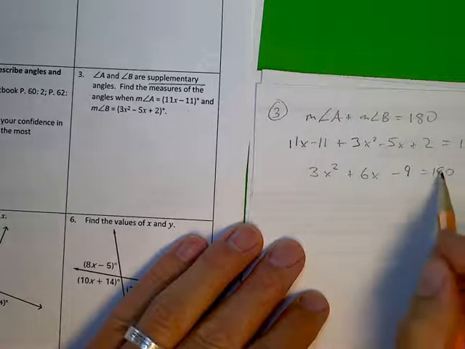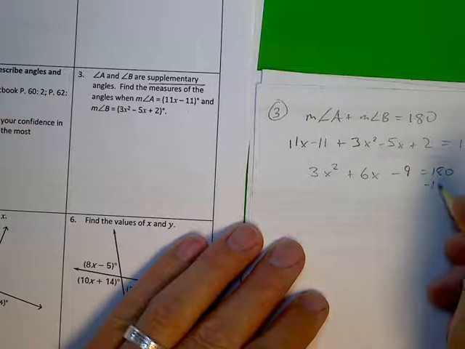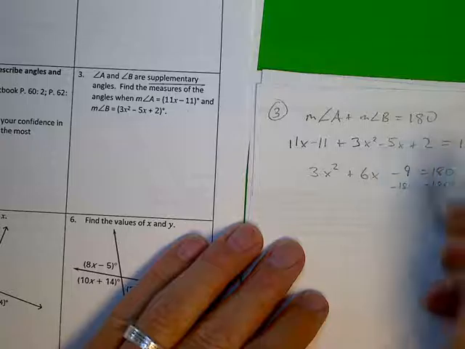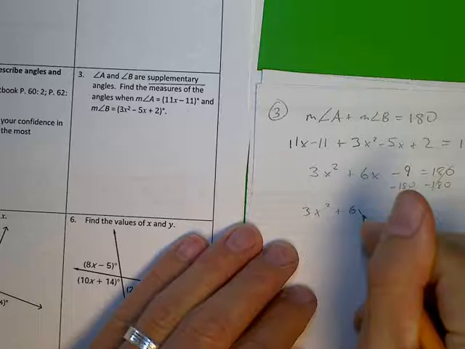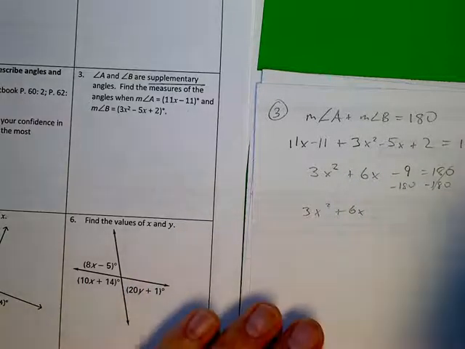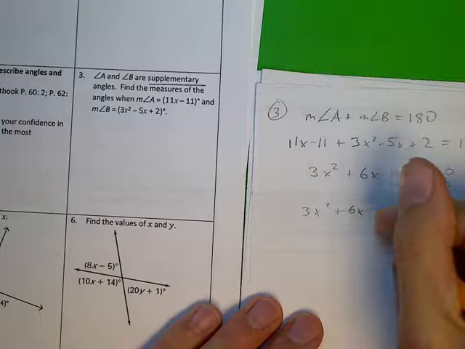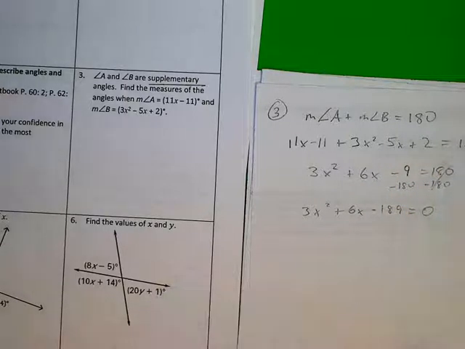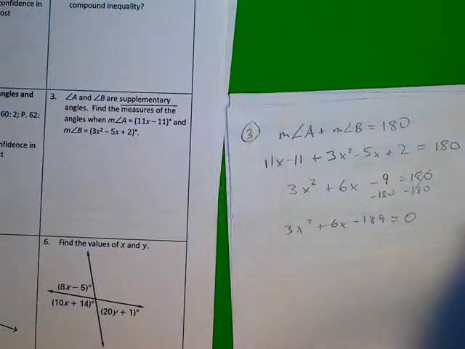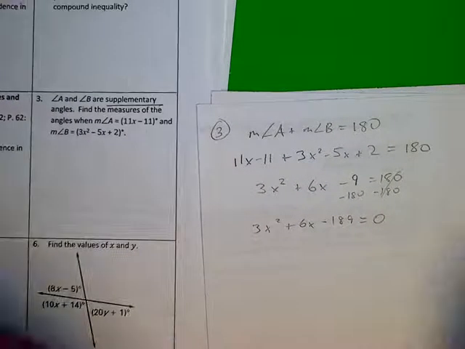And to set it equal to 0, I need to subtract the 180 over to the other side. So 3x squared plus 6x minus 189 equals 0. Okay.